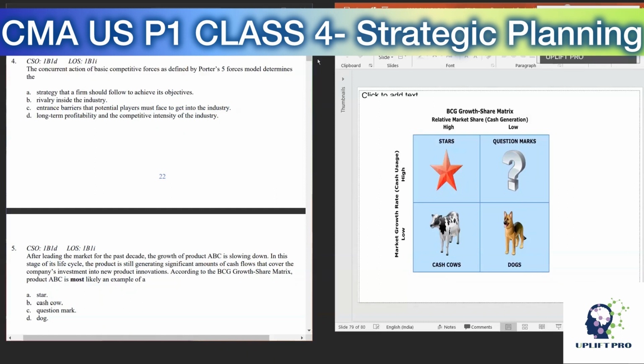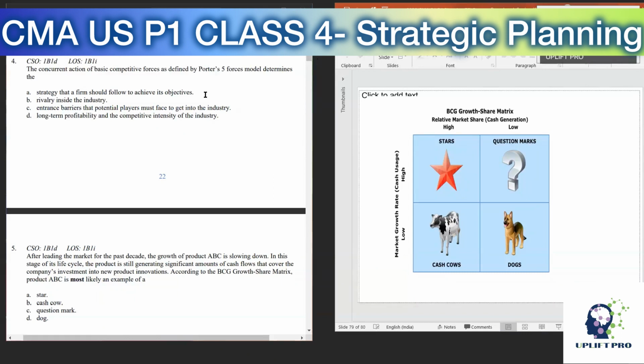Cash generation high, market growth is low. Okay. Sukhwinder, can you please unmute your mic and explain how you arrived at B? So Quinda, can you please unmute and explain? Generating significant cash. Okay. So why is it B? Why is it a cash cow? Why not A? Else wants to attempt can unmute the mic and explain.